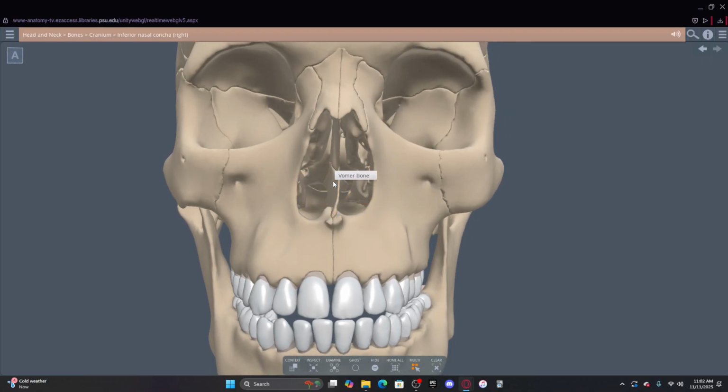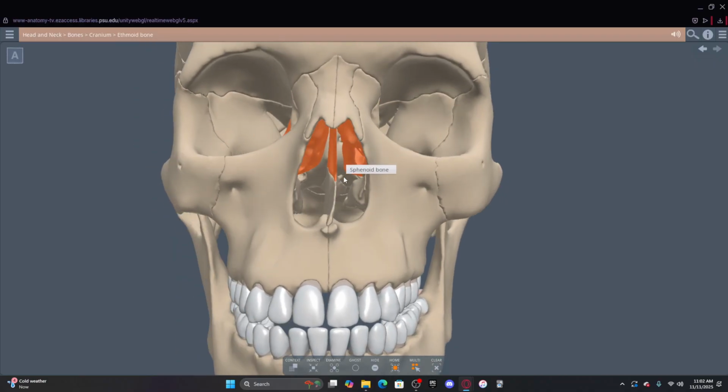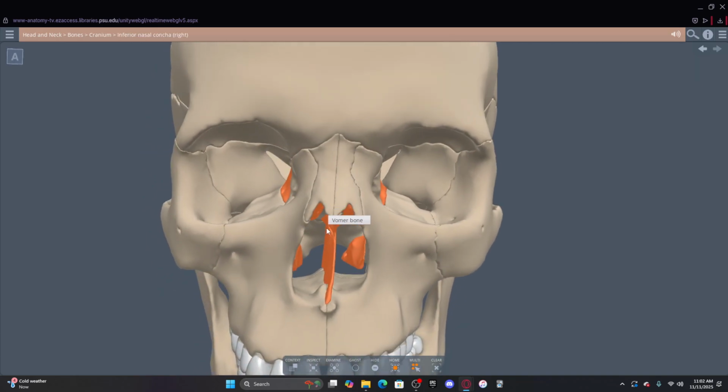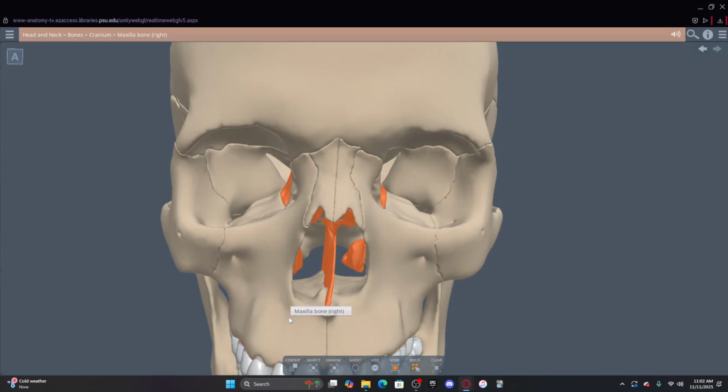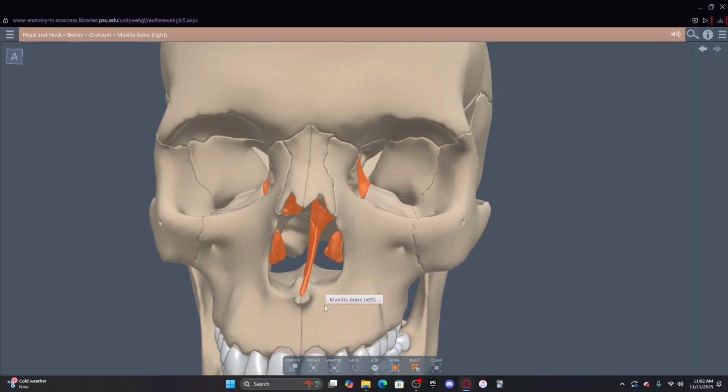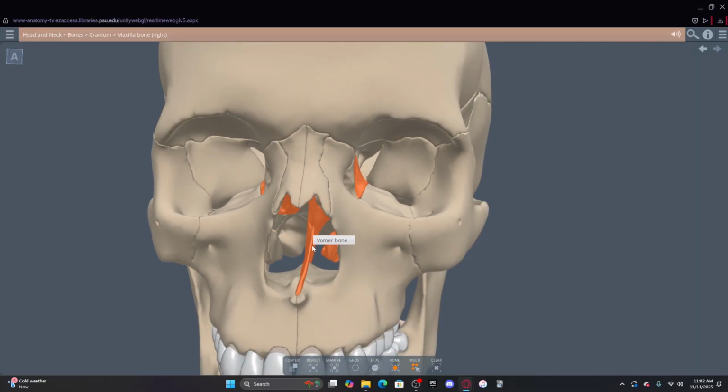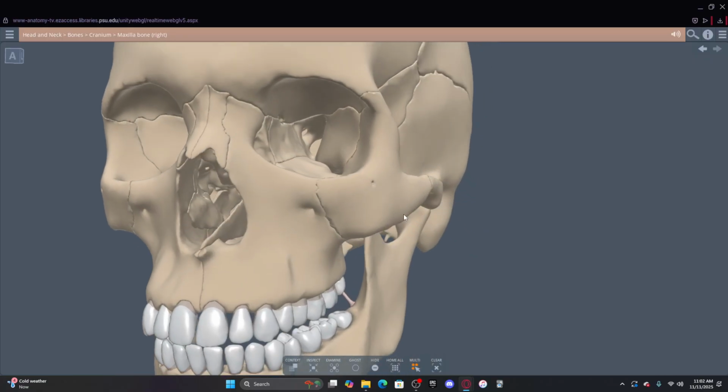Vomer bone. Okay, right. And remember, the superior aspect of the nasal cavity is still the ethmoid. That's what we were seeing previously. Inferior aspect, you have your vomer, inferior nasal concha, and then also making up the bottom of the nasal cavity, you have the maxilla. Making up the bottom, that platform, maxilla.